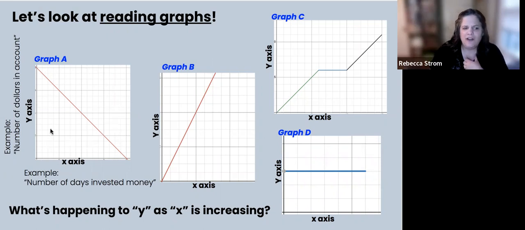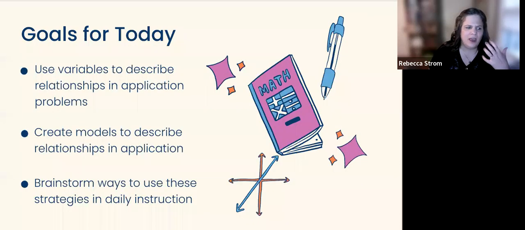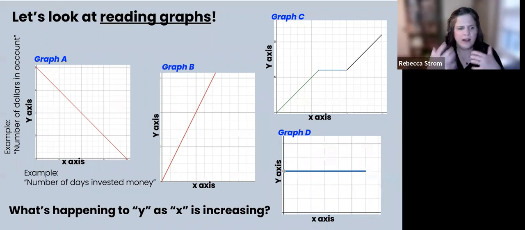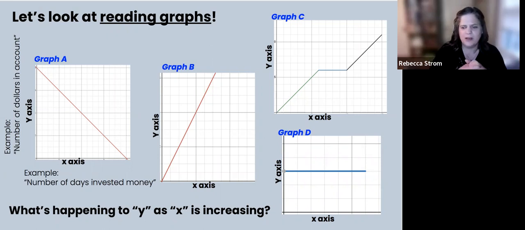So if I look at graph A, to make this make sense, I'm going to say that the x-axis is the number of days that I've invested money. So how many days since I invested my money? And the y is going to be the number of dollars in that account, remembering that these variables represent the number of something.